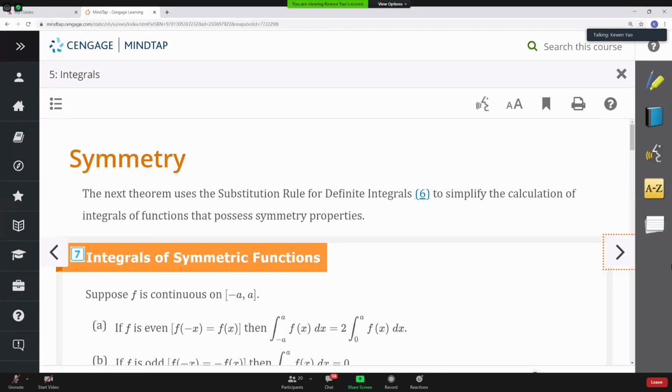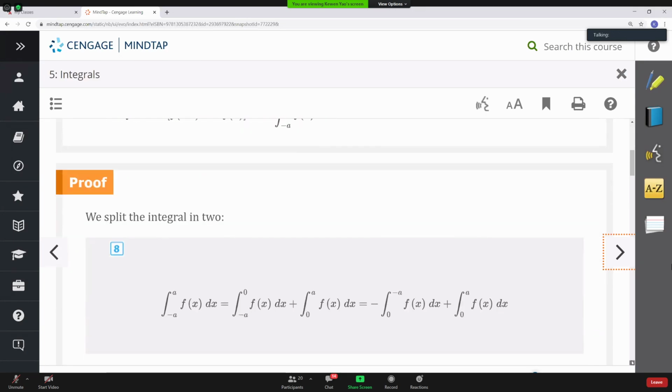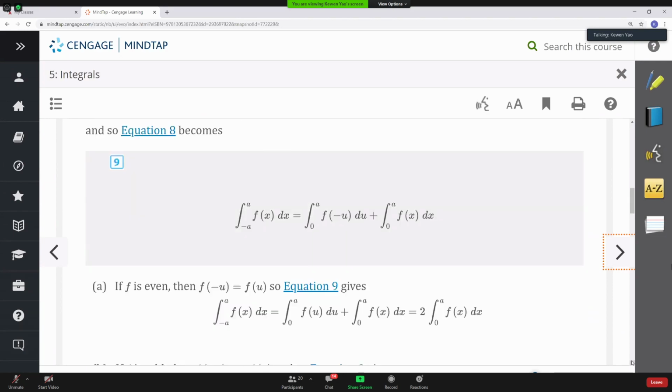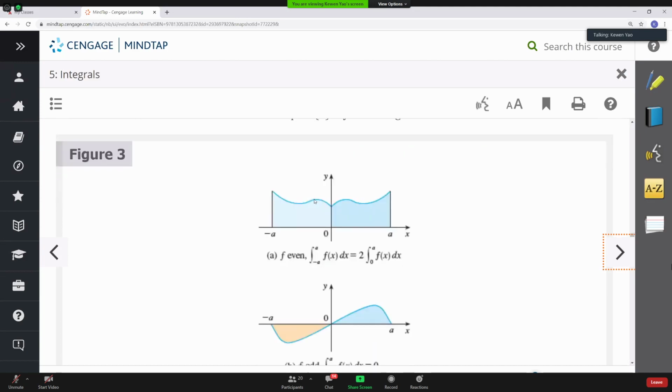If f(x) is an even function, let's take a look at the picture. It's easy to see from the picture here. This is an even function, right? What does even function mean? It means that the graph of this function is symmetric with respect to the y-axis, right?